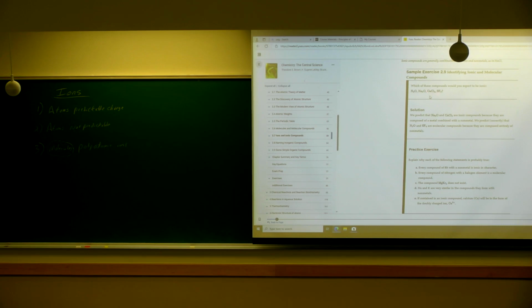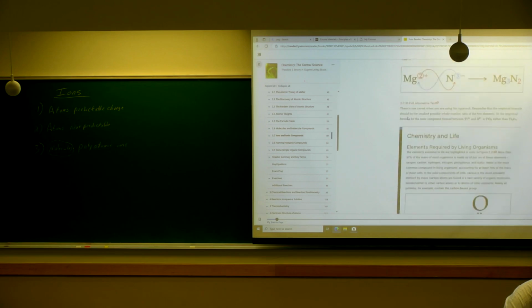What about SF4? There's S and there's F. So is that an ionic compound? It is not. That's a molecular compound. All right. So those are straightforward enough.